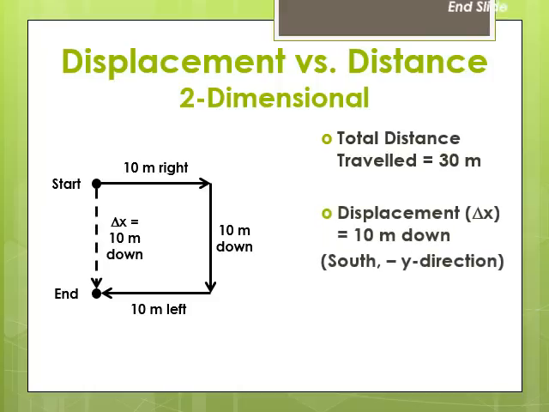3 different directions, so the direction for the distance just wouldn't make sense. However, if we look at the displacement, it is 10 meters downward because from start to finish we go down. That gives us a direction. It makes sense to have a direction on that. We can also call it south or negative y direction. It depends on the context of the question.